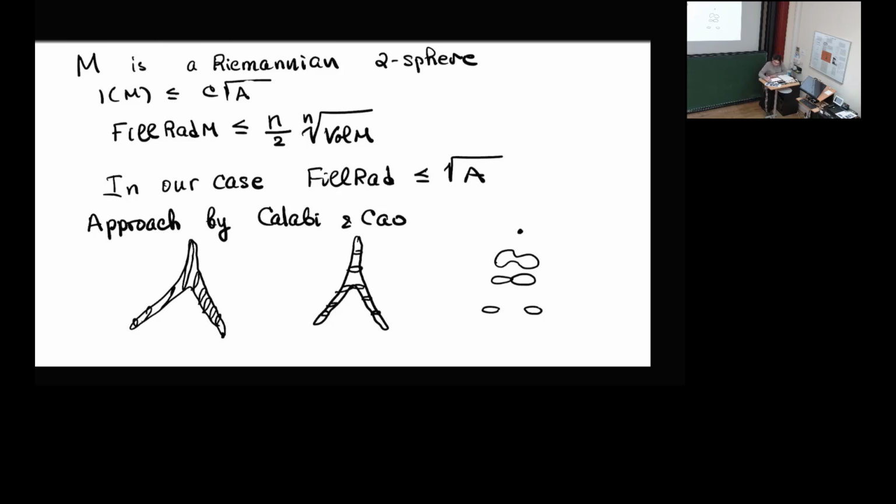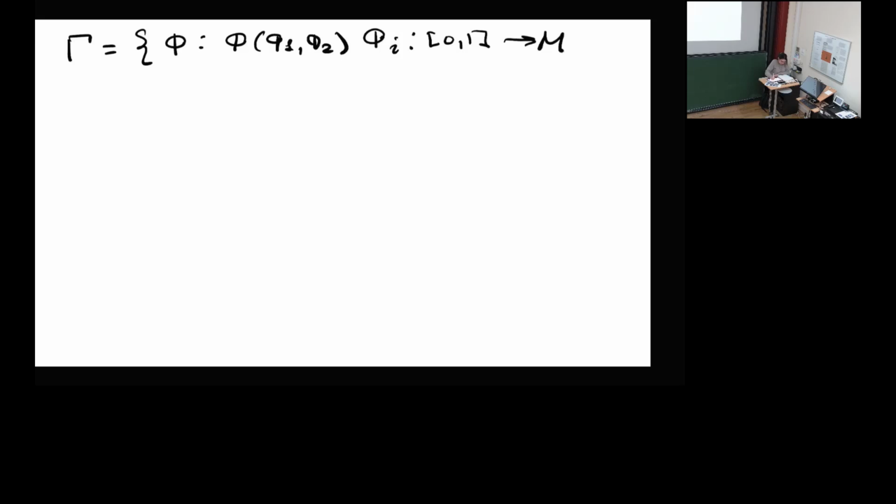So in order to use this, we're going to introduce a space, gamma. And this is a space of a special type of cycles. So those are piecewise smooth. And we have the following condition on the ends. I'll explain what it means in a second.